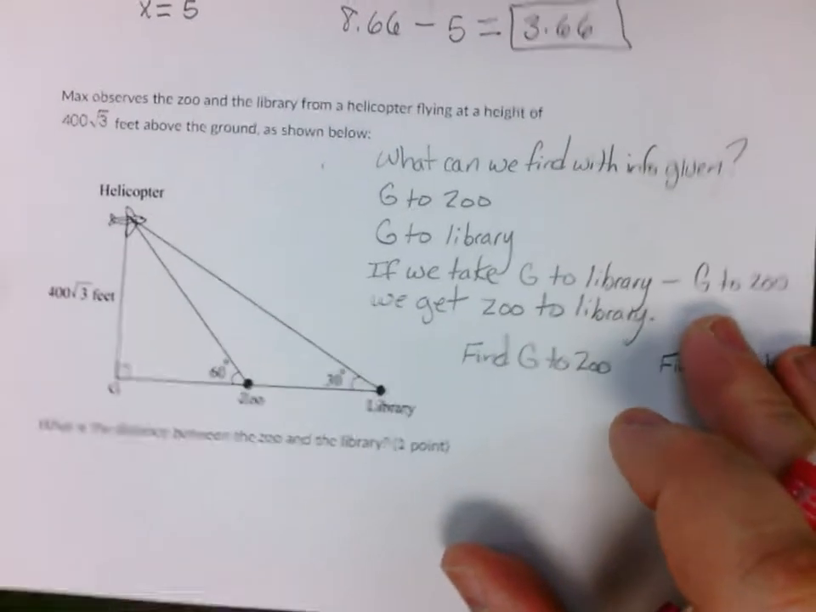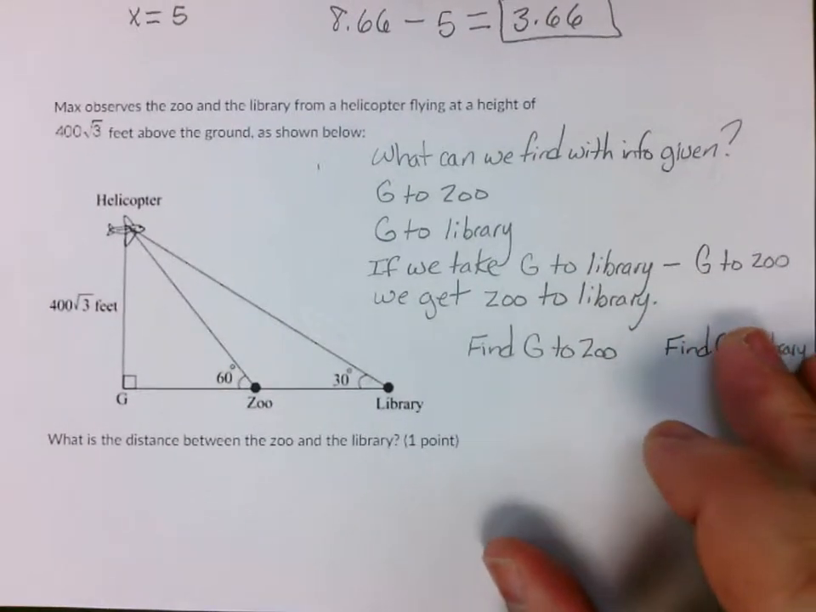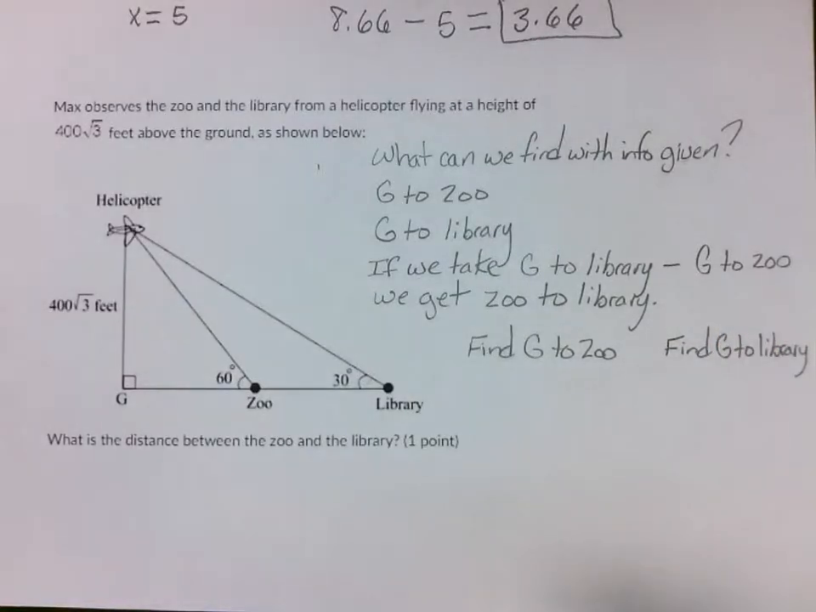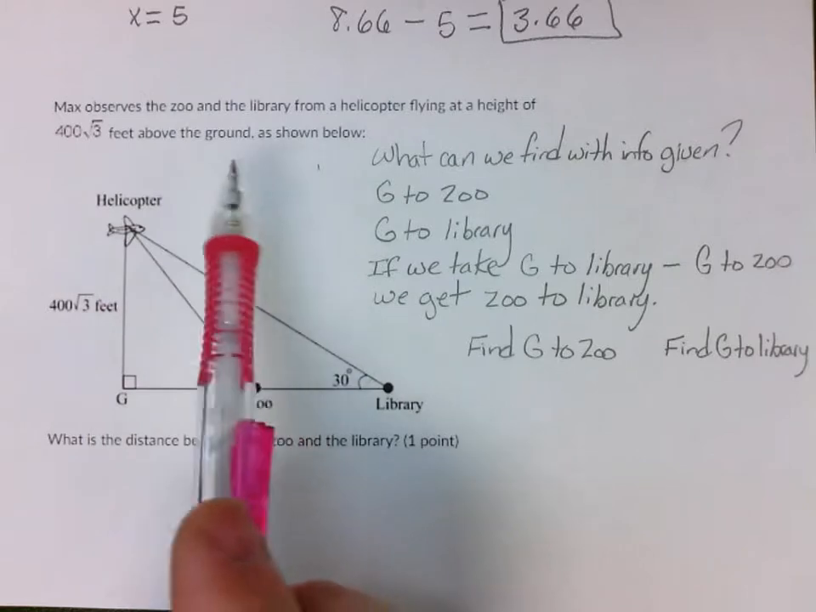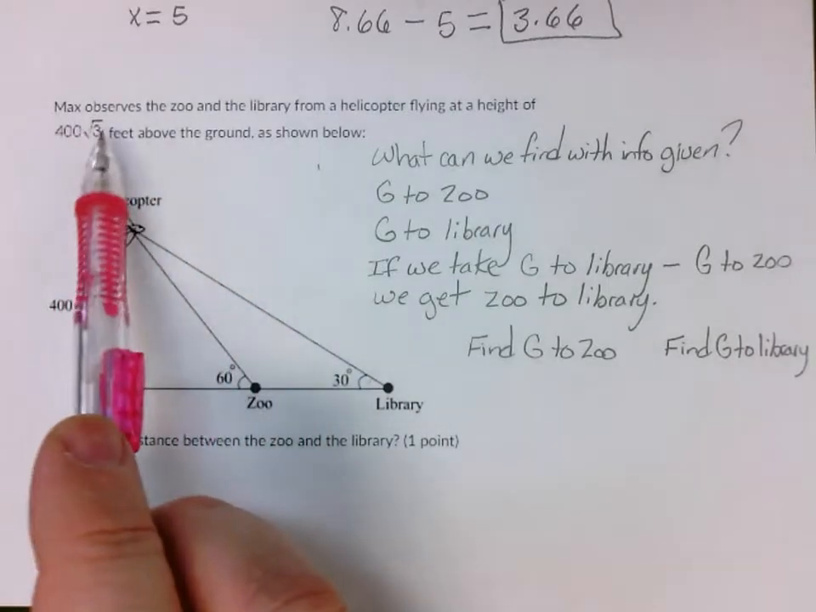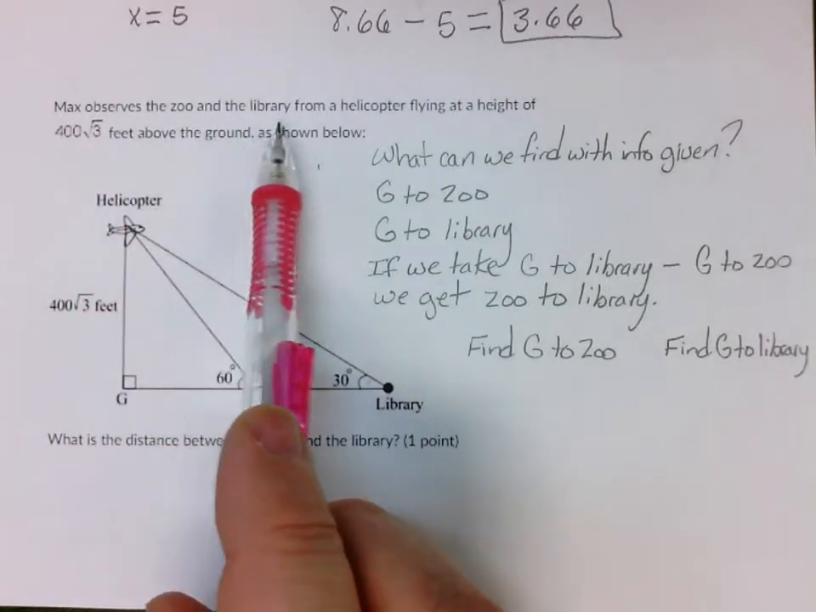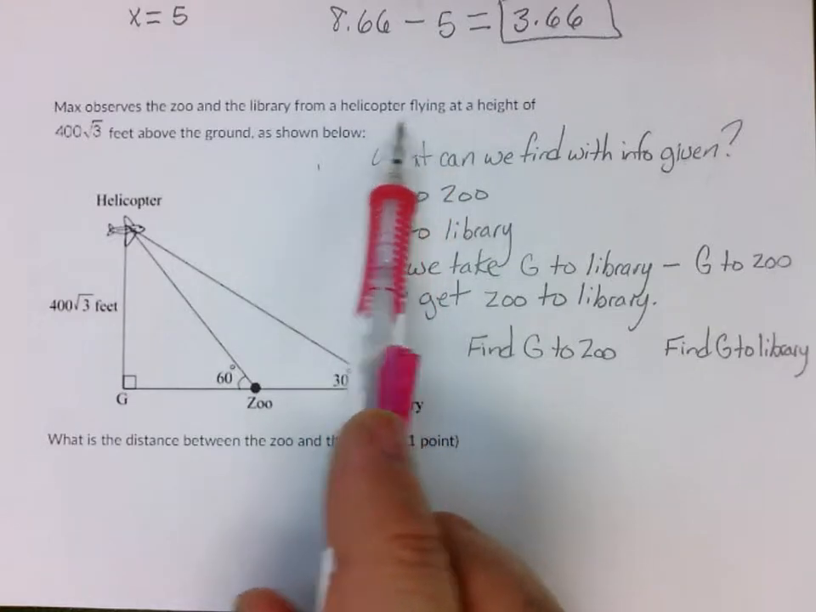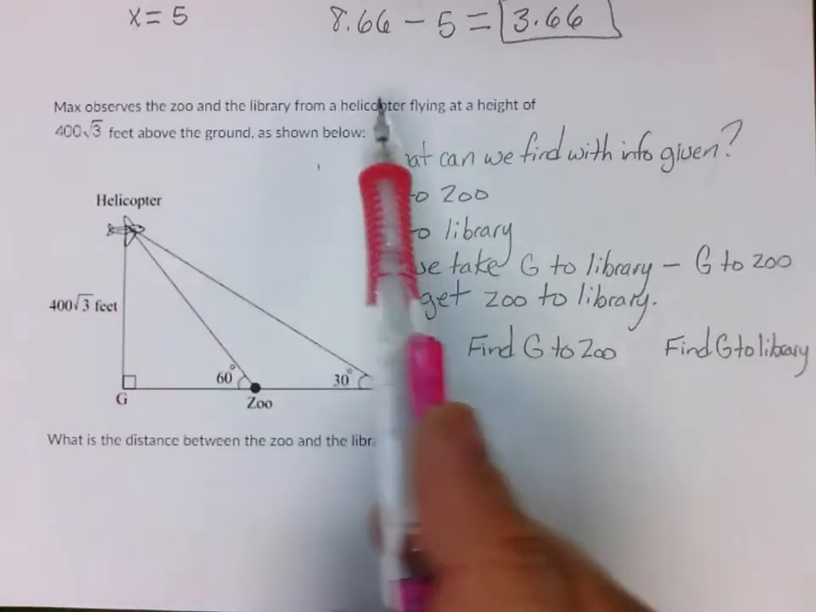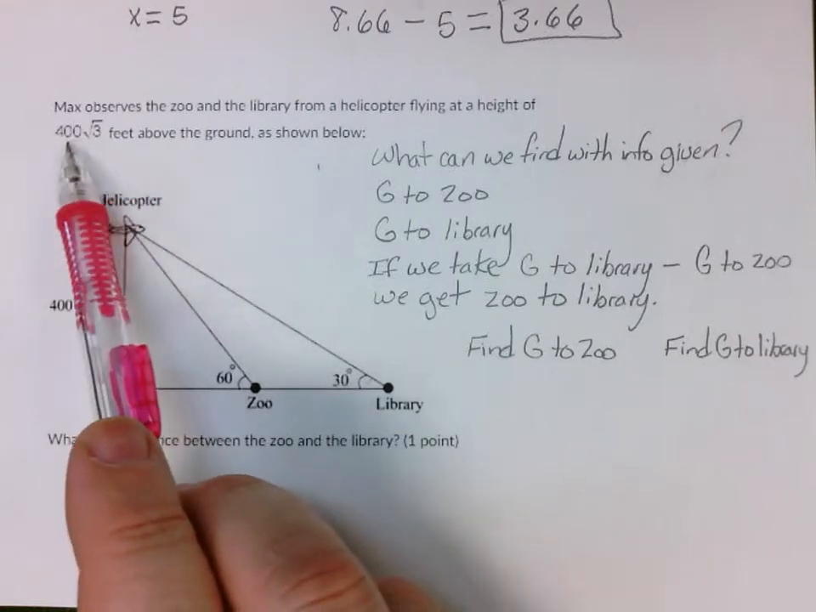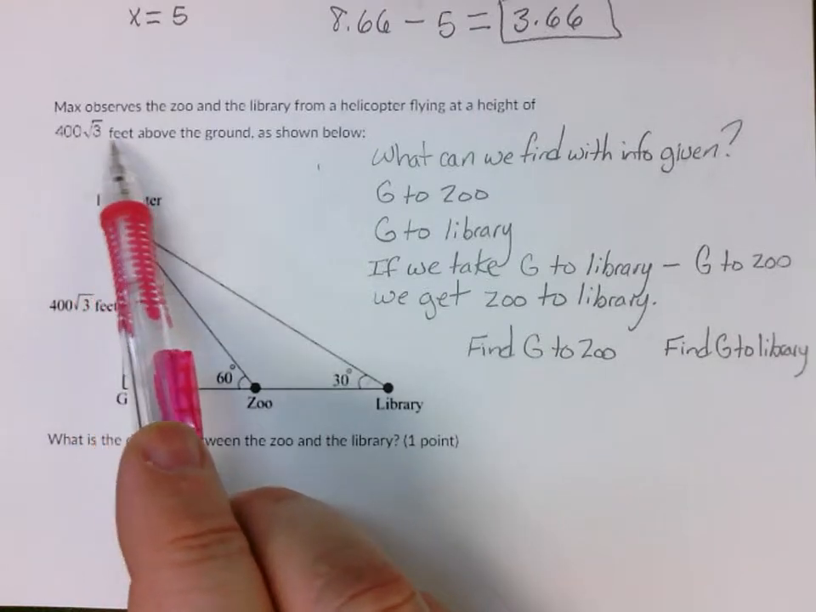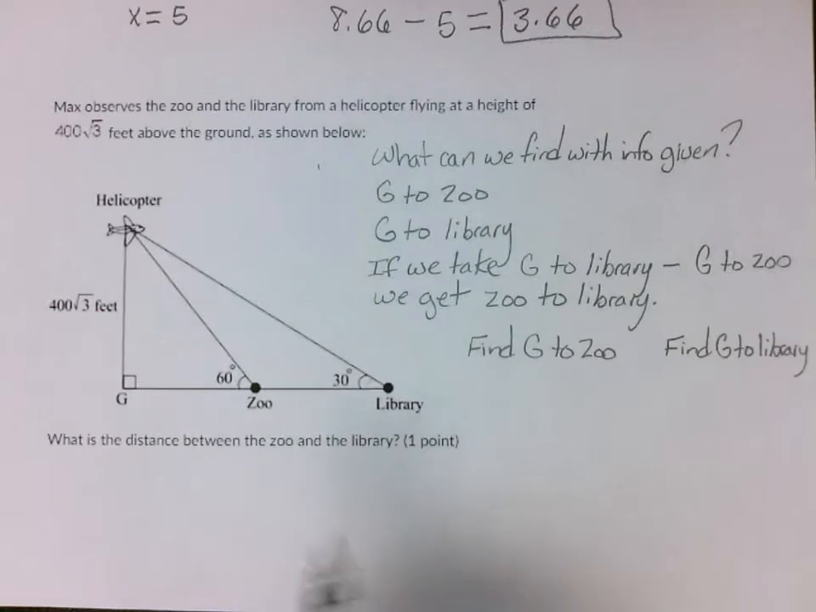Okay. Now we're going to move on to another one that's similar. Okay. In this one, again, it says it's an airplane. Max observes the zoo and the library from a helicopter. Looks like an airplane to me. Flying at a height of 400 square roots of 3. Again, that's just 400 times the square root of 3, and that gives you a number. Okay? So what is the distance between the zoo and the library?